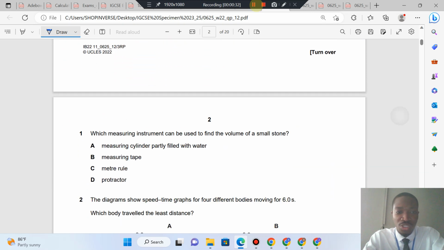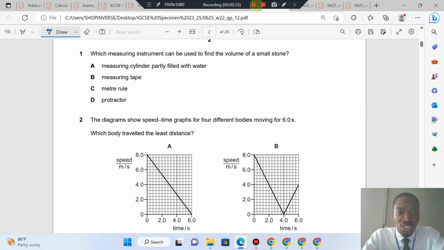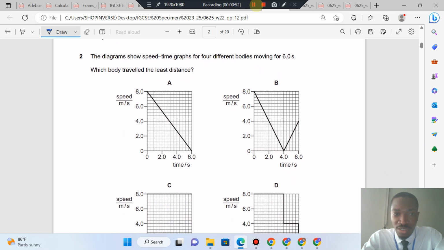Let's go. Question 1. Which measuring instrument can be used to find the volume of a small stone? If you want to find volume, the best instrument to use for a small stone is a measuring cylinder, okay, partly filled with water. Option A, okay, so you must have done this when you are learning density.